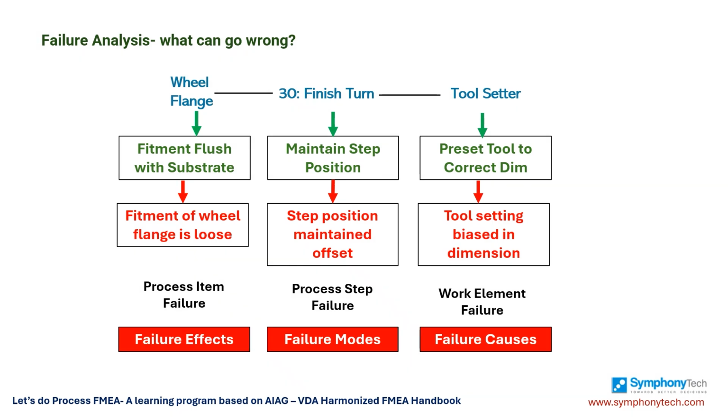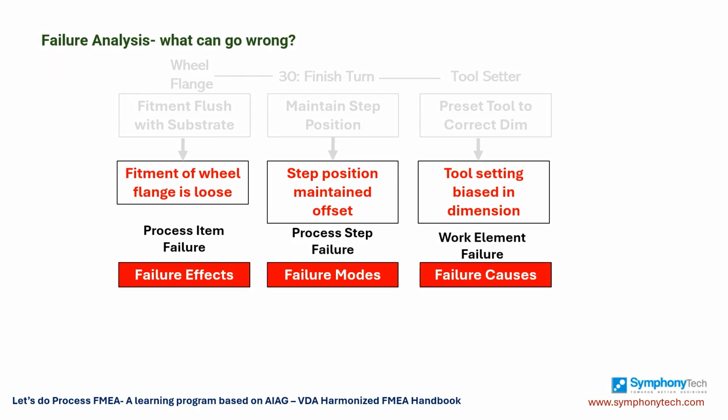If you go from the higher level to lower, you can visualize the why relationship. In the case shown here, you ask the question, why does the wheel flange fit loose? The answer is found in the process step failure of step position going offset. Further, if you investigate why the step position got offset, the reason can be found in the tool setting being biased in dimension.